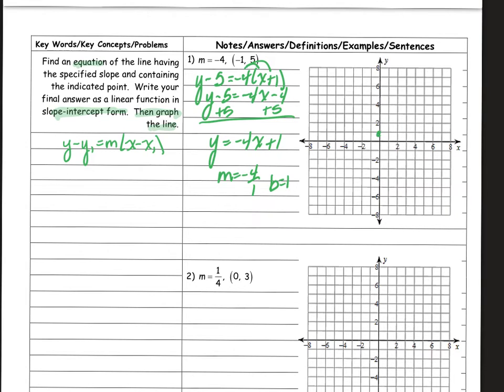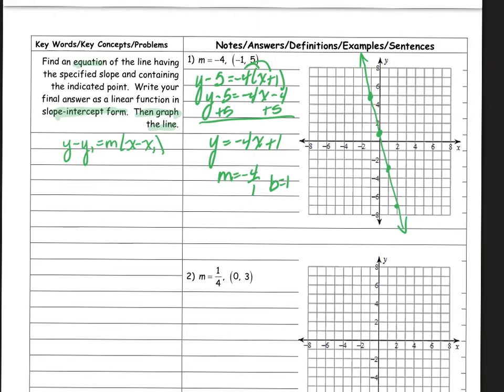So I'm going to start at 1, and I'm going to go down 4. 1, 2, 3, 4 over 1. Or I can go up 4, 1, 2, 3, 4, and back 1. And look, I'm on that point that they gave me, -1, 5. And then I draw my line. Okay, there we go.